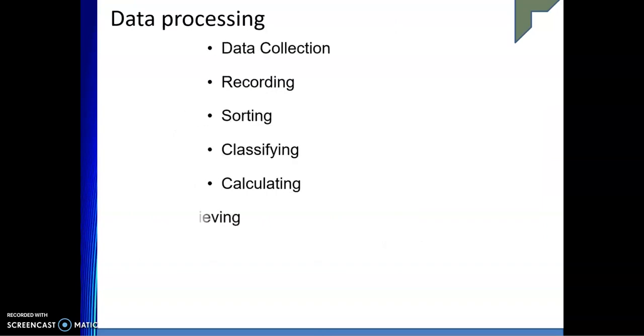When you talk about data processing, there are some steps that we need to understand. Initially, we need to collect the data. We need to record the data. If required, the data needs to be sorted, and classified based on some criteria. Then the data can be used for calculation. We have seen in the last example how we retrieve the data, how we summarize that data, and how we communicate the data. So we'll see each of these steps of data processing.